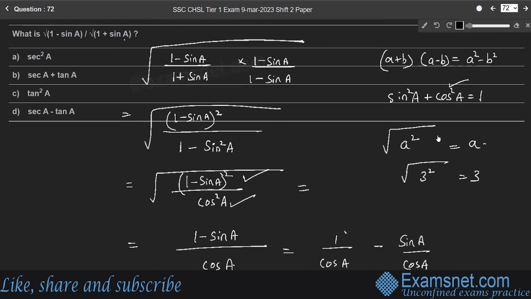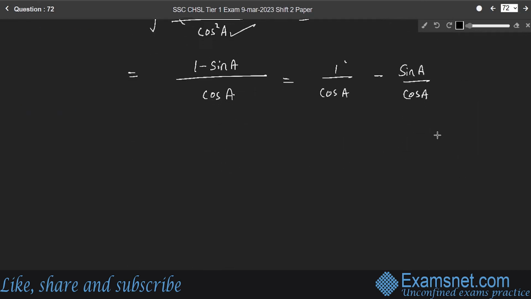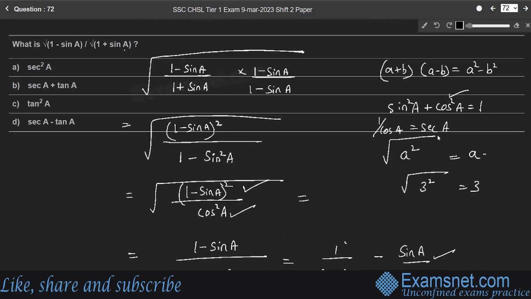1 by cos is equal to secant. Right? So, 1 by cos a is equal to secant a. Therefore, we'll write it as secant a minus sine by cos, which is tan a. Therefore, the answer is secant a minus tan a. So, look at the options. Secant a minus tan a. Option D is the right answer.